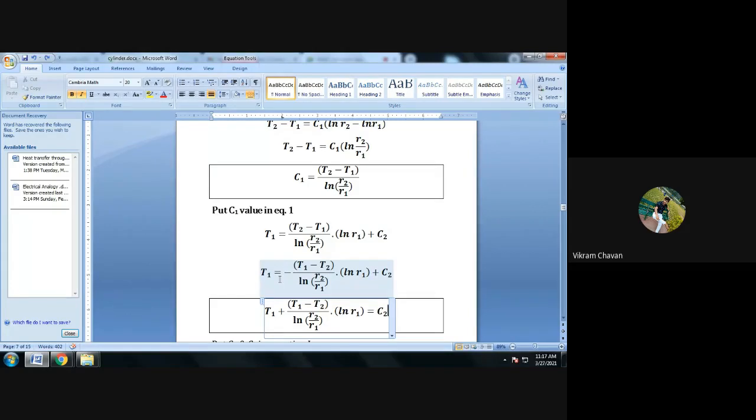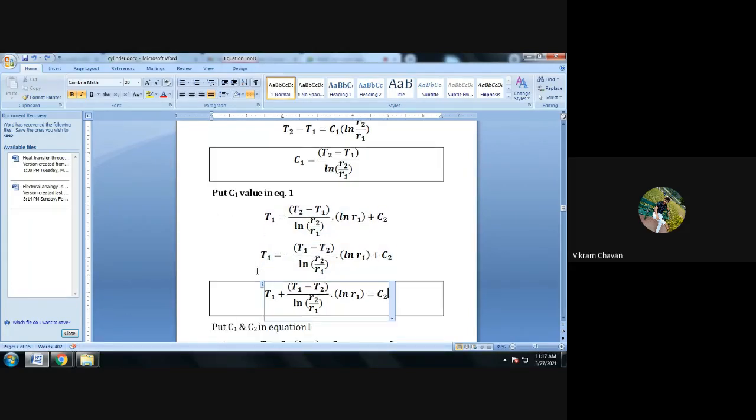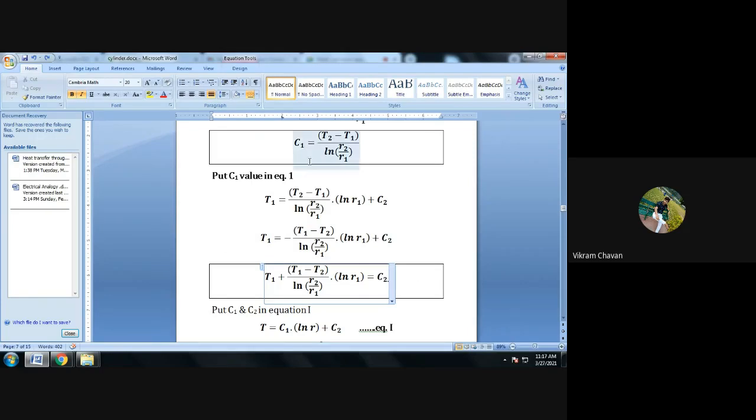Okay. So write simultaneously. Once you get the C1 and C2 values, we have to put these C1 and C2 values in equation number 1 to determine the temperature distribution equation, or temperature profile. We require this equation, and for that reason we have to put the C1 and C2 constants in equation Roman 1.